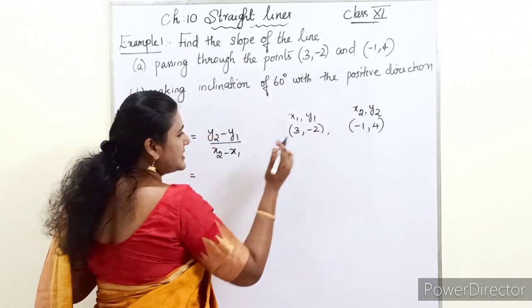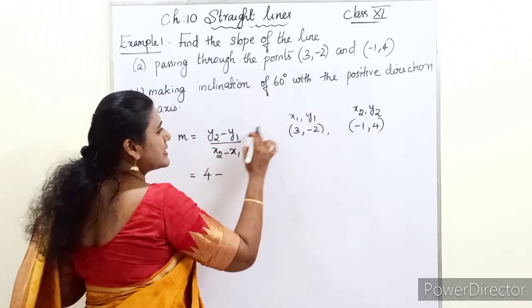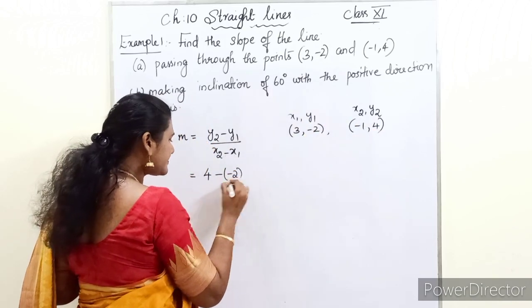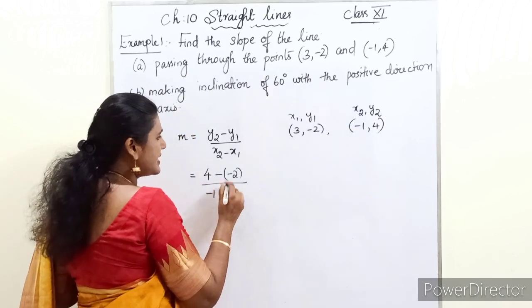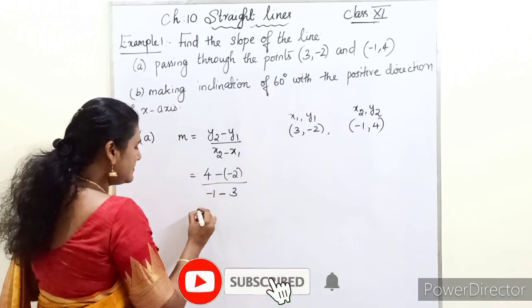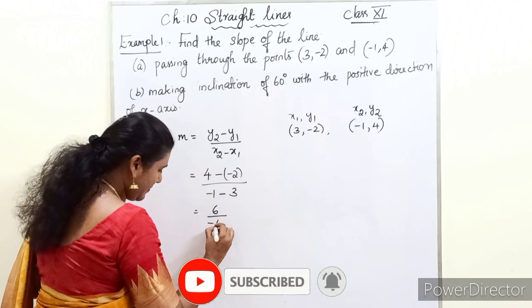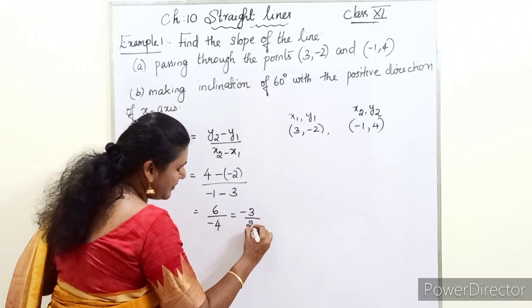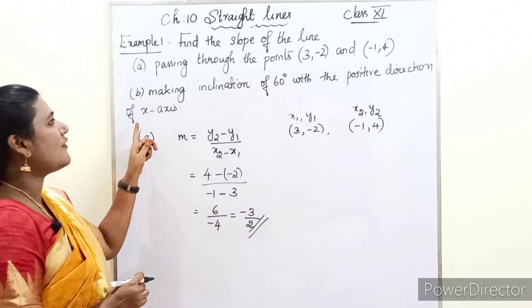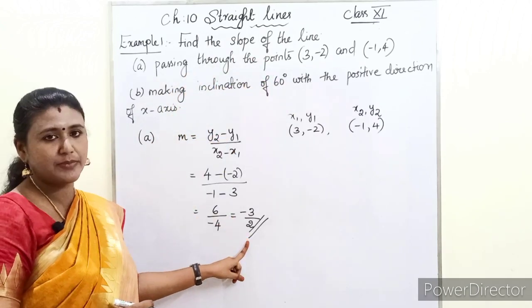So y2 minus y1, that is y2 is 4. So 4 minus y1, which is minus 2, divided by x2, which is minus 1, minus x1, which is 3. So we will simplify. 4 plus 2, 6 divided by minus 4. When you simplify, you will get minus 3 by 2. Therefore, the slope of the line passing through the given points is minus 3 by 2.